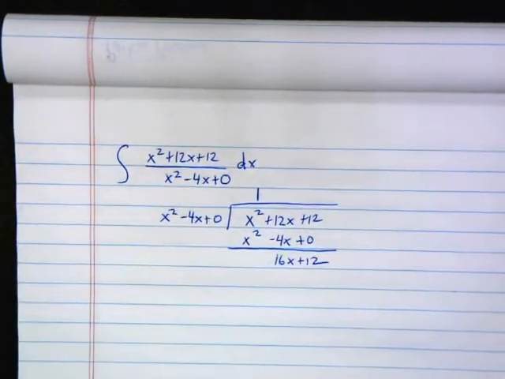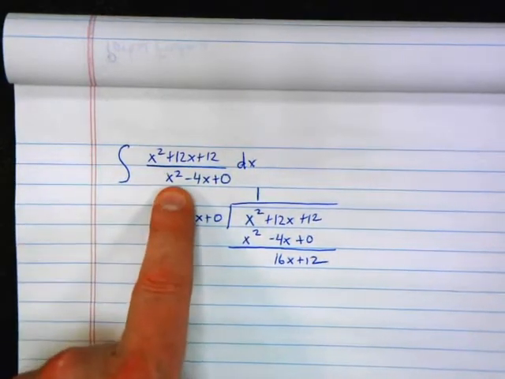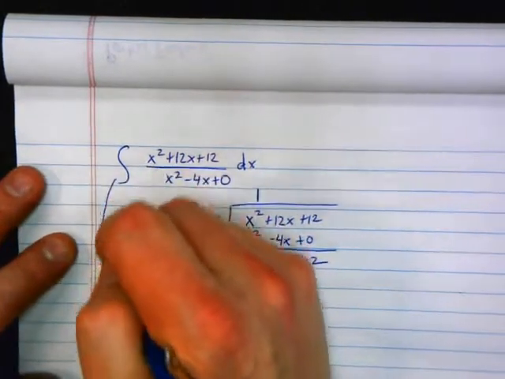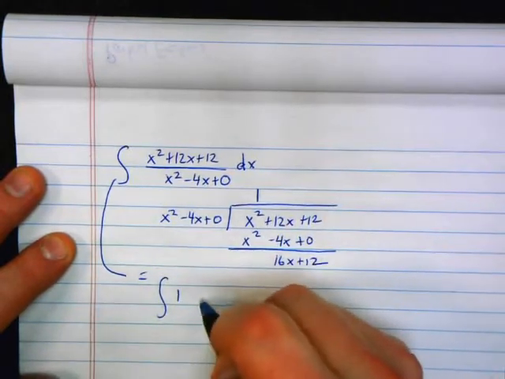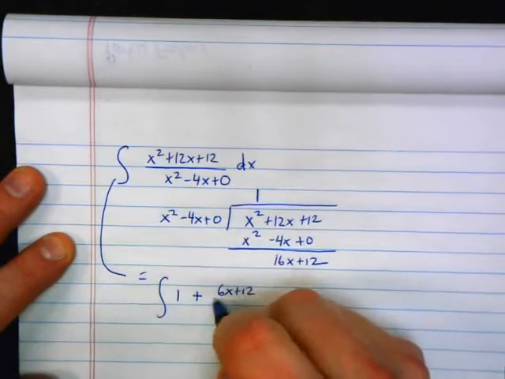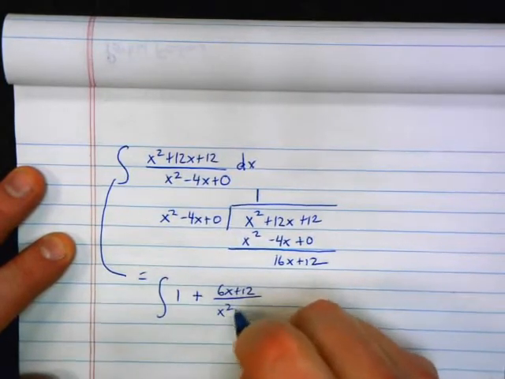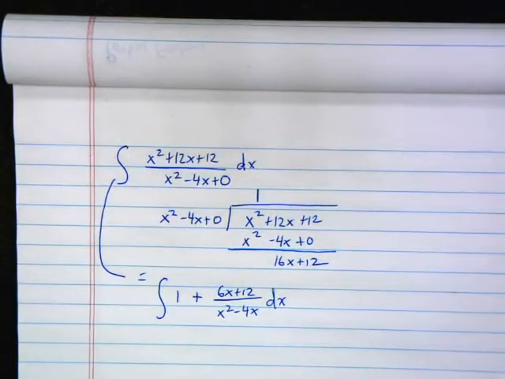All right, and that's all the division we have to do, because now this 16x plus 12 has a smaller power than the x squared minus 4x. Our integral becomes 1 plus 16x plus 12 over x squared minus 4x dx. All right, so watch out for those. If the power on top is bigger, or if the power on top is the same as the power on bottom, you first have to divide.